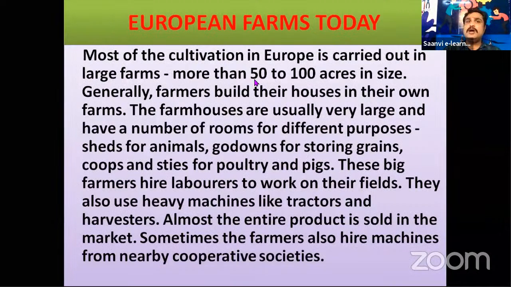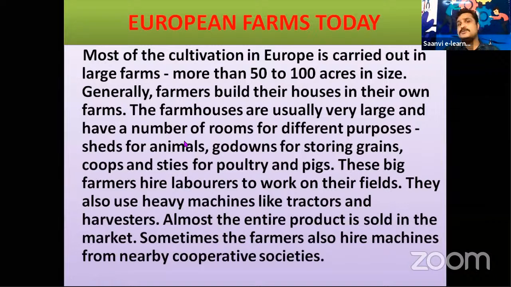Now coming to European farms today. What is the present situation? Most of the cultivation in Europe is carried out in large farms, more than 50 to 100 acres in size. Generally, farmers build their houses on their own farms. A farm is the place where they do all these activities. Farms include poultry, pig and chicken coops, and godowns for storing grains, and animals are reared and cared for. Farmers also build their houses in the field or in the farm itself.